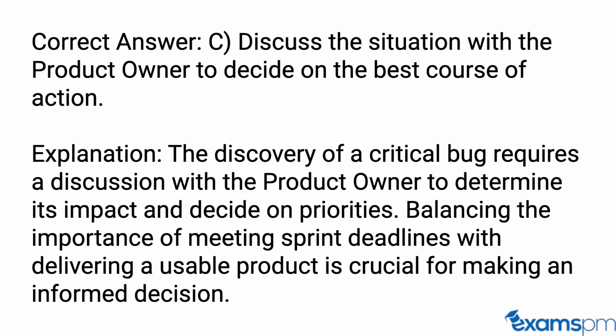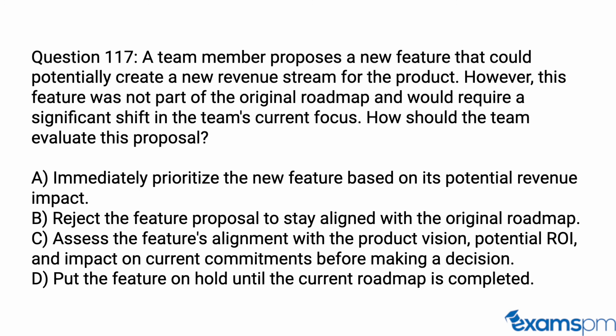Correct answer: C. Discuss the situation with the product owner to decide on the best course of action. Explanation: The discovery of a critical bug requires a discussion with the product owner to determine its impact and decide on priorities. Balancing the importance of meeting sprint deadlines with delivering a usable product is crucial for making an informed decision.